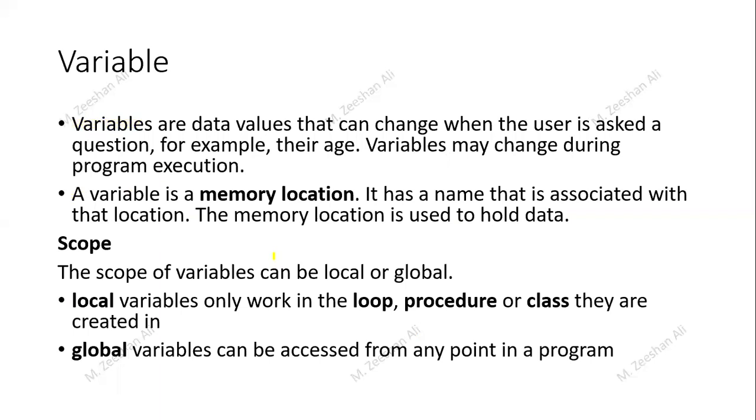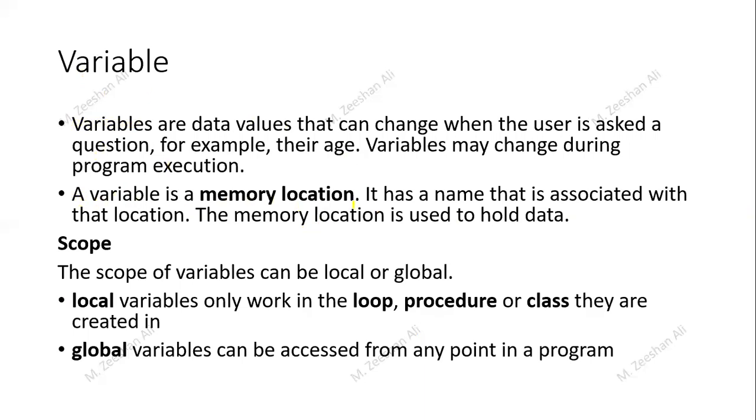What are variables? Variables are data values that can change when the user is asked a question, for example, their age. A variable may change during the program execution. Anything that is going to be used in the program and that can be changed during the execution of the program is considered a variable.